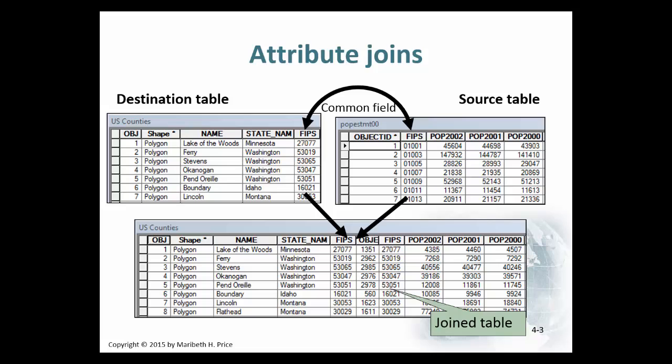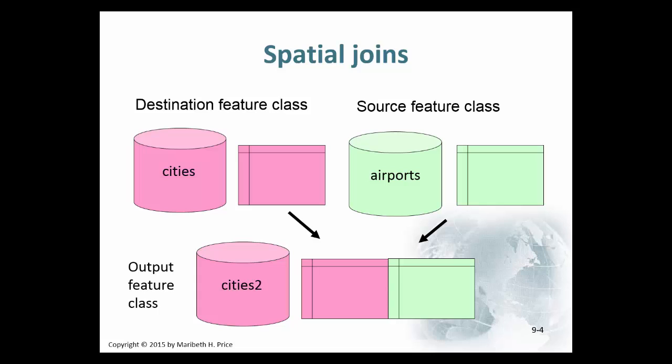If we recall, attribute joins require a destination table, the table that receives the data, a source table, the data that's added, and a common join field, a field which links the two tables together. Spatial joins also join the attribute tables together, and the terms destination and source still apply. However, there is no common join field, but instead the join is made by the spatial relationship.